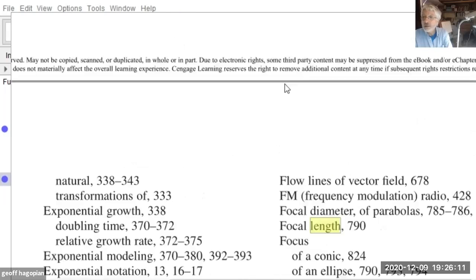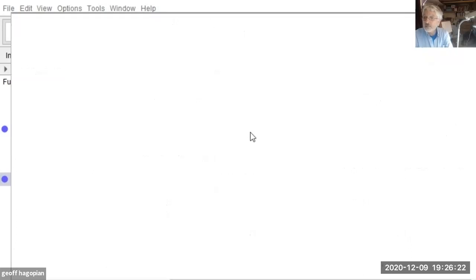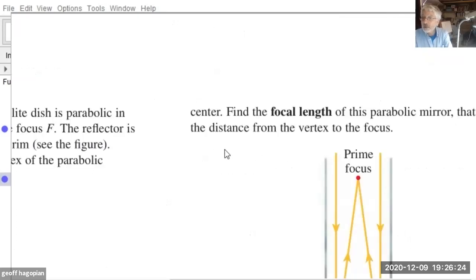Okay. Can I enter in 790 or do I have to scroll to there? Go to page 790. Okay.